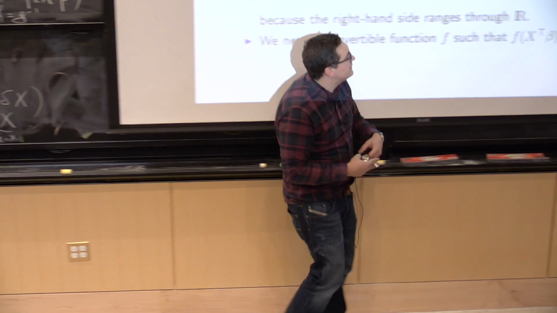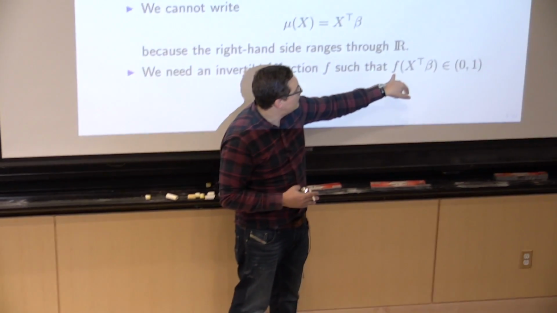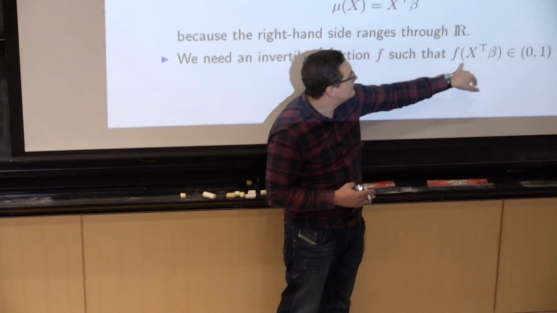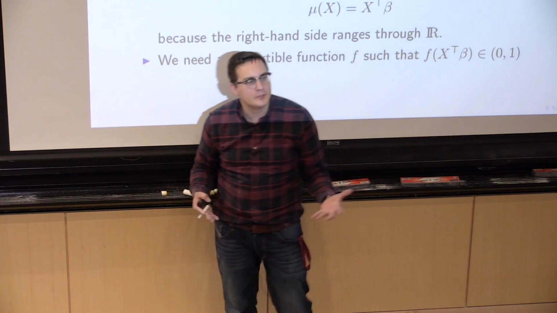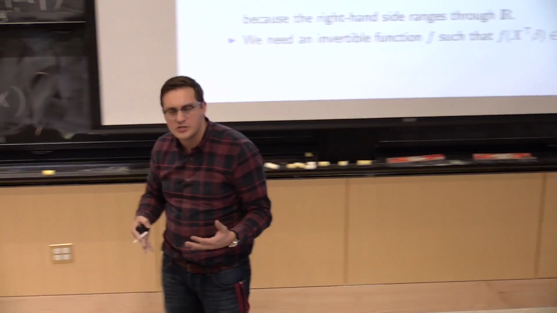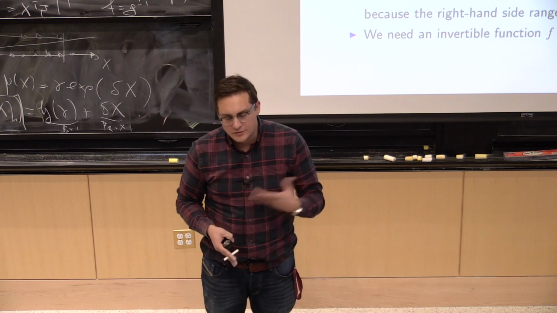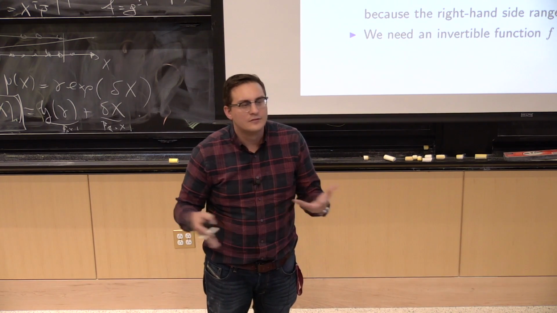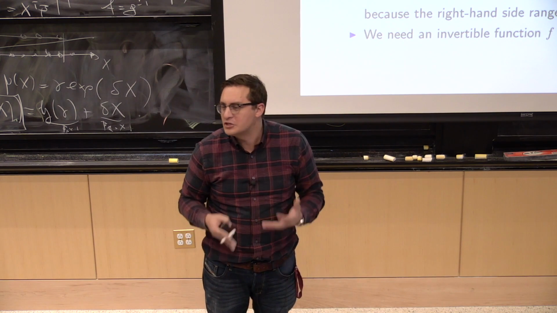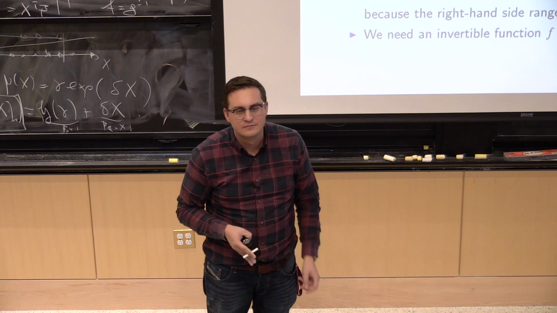Or, inversely, I should say, f of x transpose beta should be a number between 0 and 1. I need to find a function that takes any real number and maps it into 0 and 1. And we'll see that again. But you have an army of functions that do that for you. What are those functions?